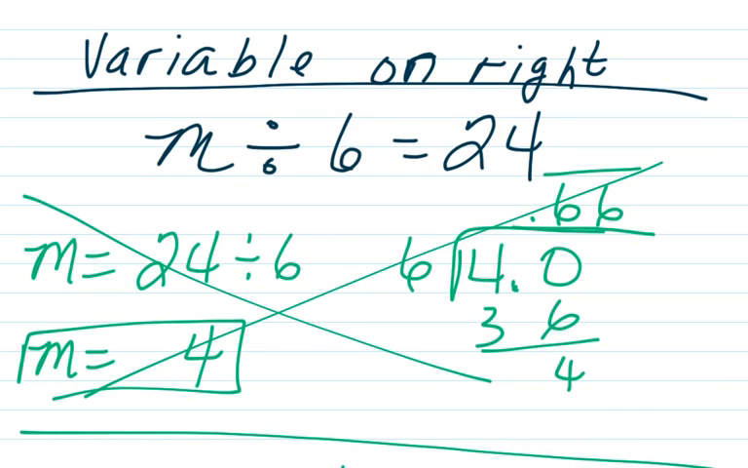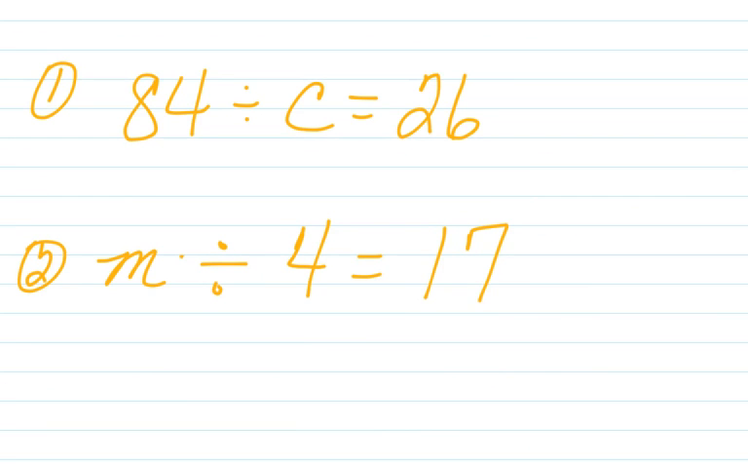So, if the variable is on the right, then we do the inverse operation and multiply. Here are 2 practice problems for you to try, and that's the end of our lesson.